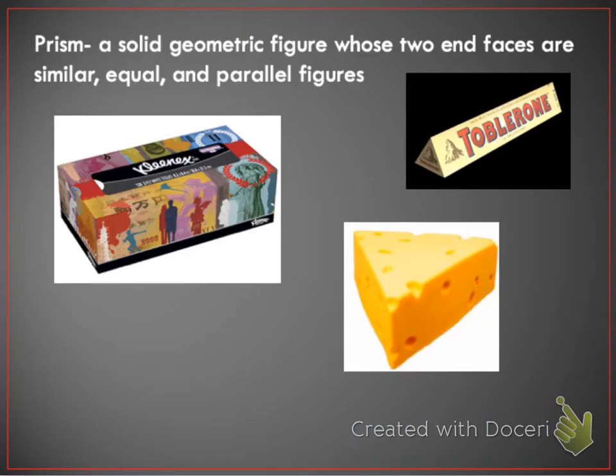To define it, a prism is a solid geometric figure whose two end faces are similar, equal, and parallel figures. So in our first, we've got a Kleenex box. You can probably figure out what kind of prism. You could look at the bottom, and obviously we can't see all of the bottom, but it's a rectangle, and the top is congruent and parallel, which means that the top and the bottom would never touch. So that could be the base of a rectangular prism.